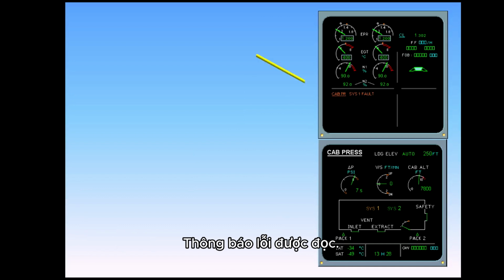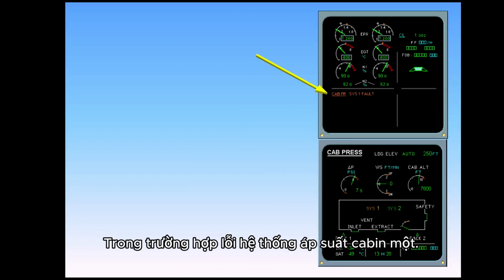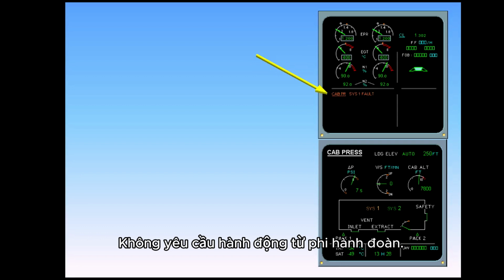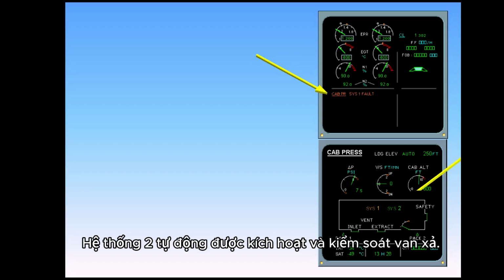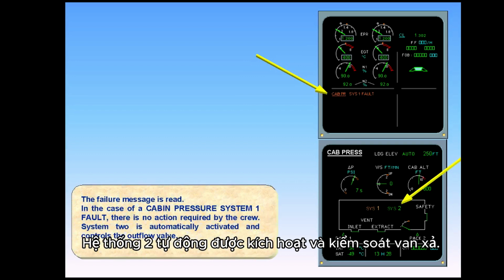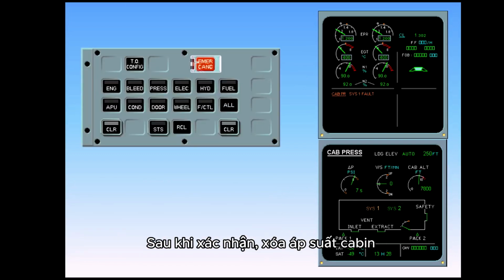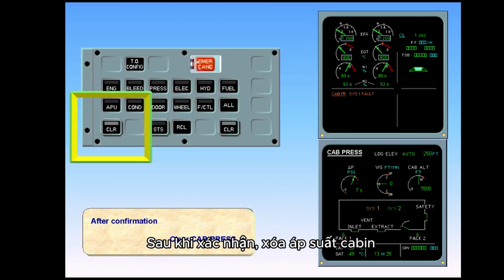The failure message is read. In the case of a cabin pressure system 1 fault, there is no action required by the crew. System 2 is automatically activated and controls the outflow valve. After confirmation, clear cabin pressure.